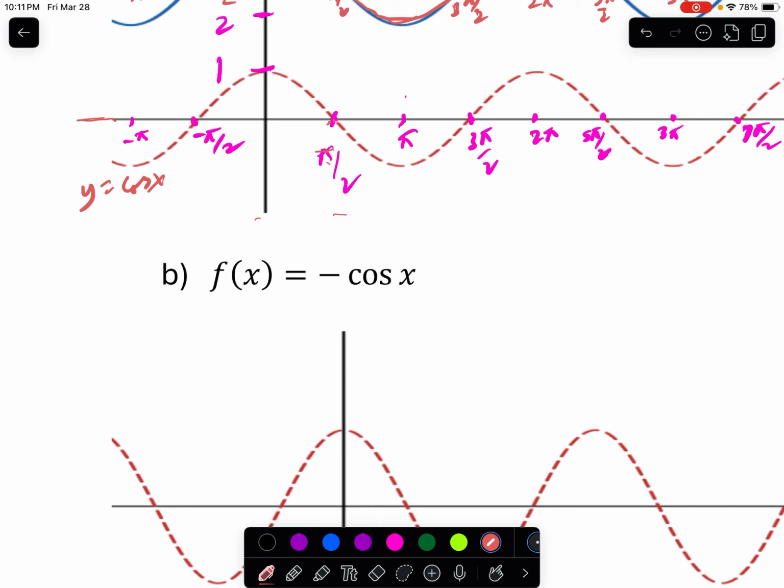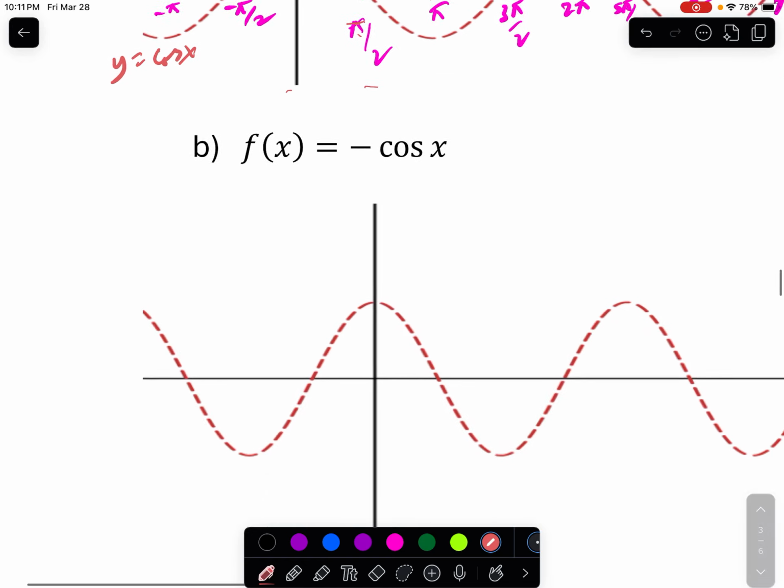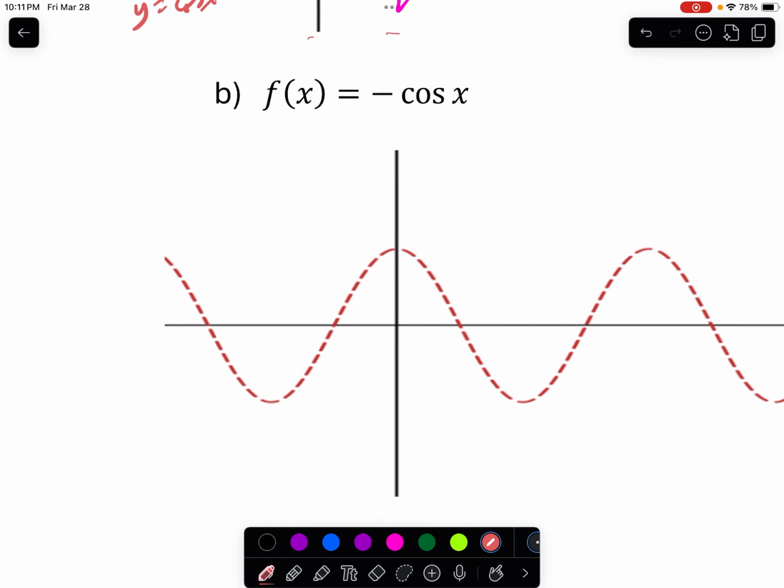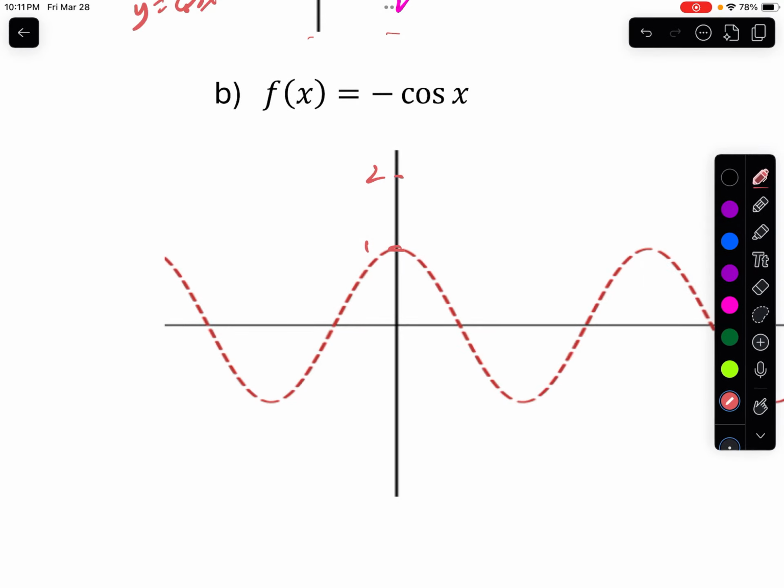So what does that mean? It means the graph of the cosine x has been flipped over the x-axis. Okay, so here is the graph of cosine x. Let's say this is 1, then this will be 2, this is negative 1, it will be negative 2, but we won't need the negative 1, 2 and negative 2.